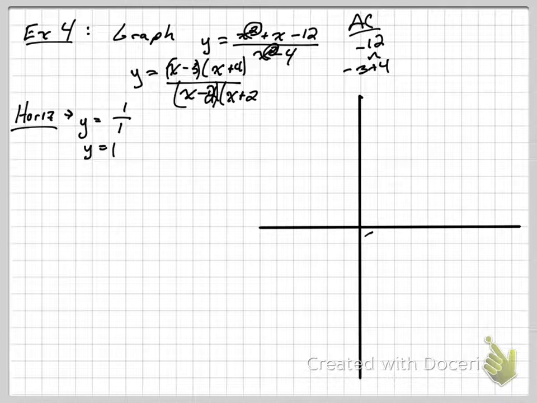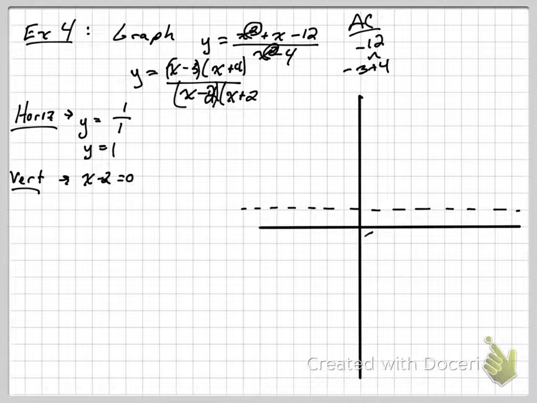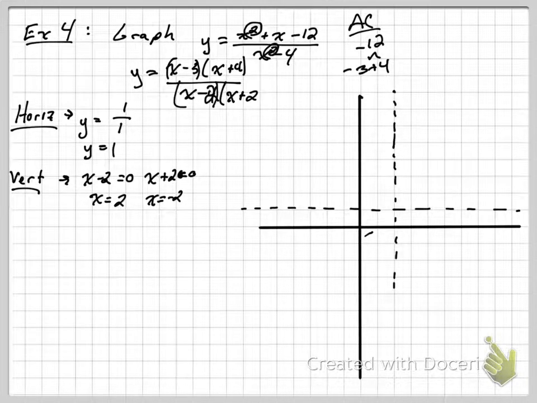So I'm going to come over here to my graph, y equals 1 is up here. I'm going to draw a dashed line through it. Let's do our vertical asymptotes. That's just the denominator equal to 0, correct? So x minus 2 equals 0, and x plus 2 equals 0. So x equals 2, x equals negative 2 are my vertical asymptotes. So let's go over to 2, draw the asymptote, and negative 2, draw your other asymptote. And that helps you set up your graph.